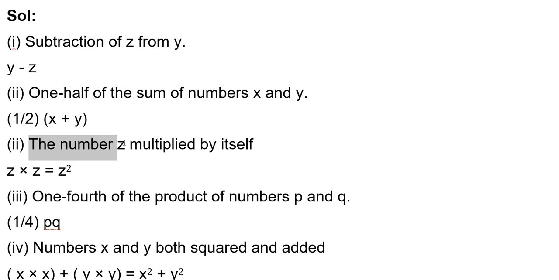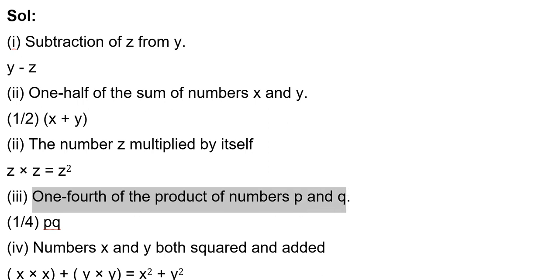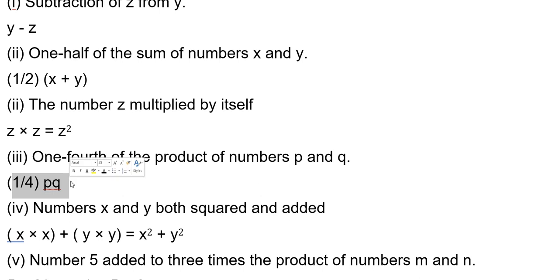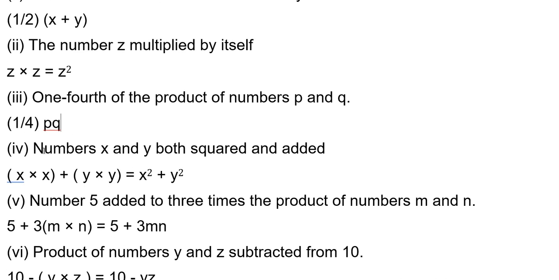Okay. Third problem, the number z multiplied by itself. The number z multiplied by itself means z into z, that is equal to z square. Fourth one, 1/4 of the product of numbers p and q. 1/4 means 1 by 4. Product of p and q, p into q, that is equal to pq. 1/4 pq, 1 by 4 into pq.